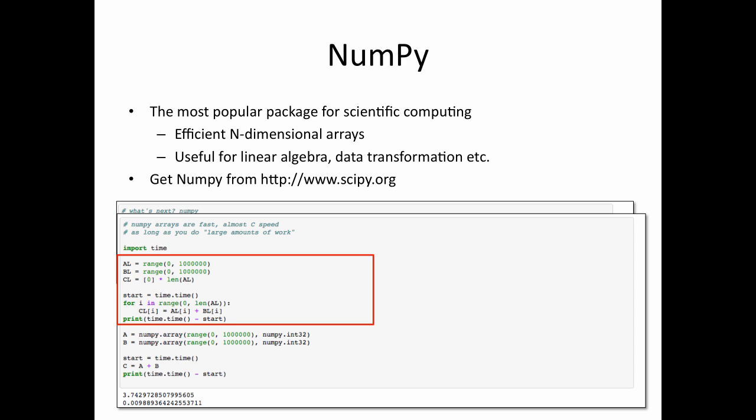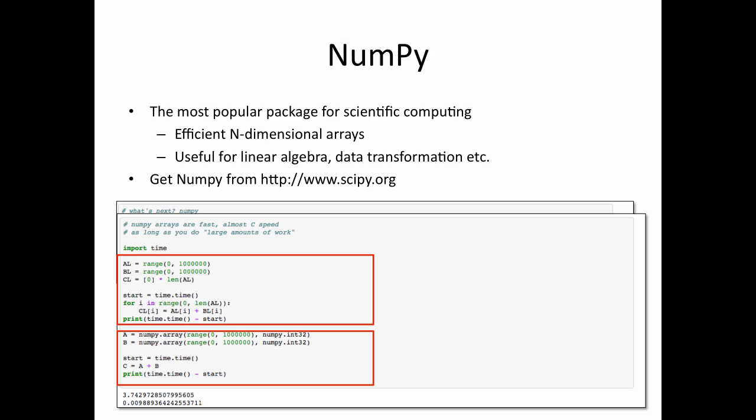Here I show you an example where I declare arrays AL and BL, and each of the arrays has 1 million elements. Now the code in the square box here is using Python to add these two arrays together and assign the result to CL. And I measure the time here. So you can, by the way, learn how to do timing for your Python programs.